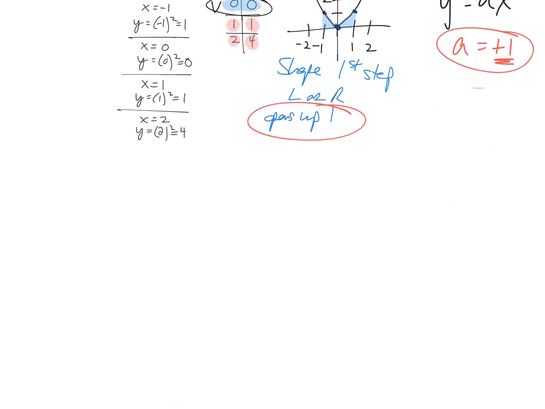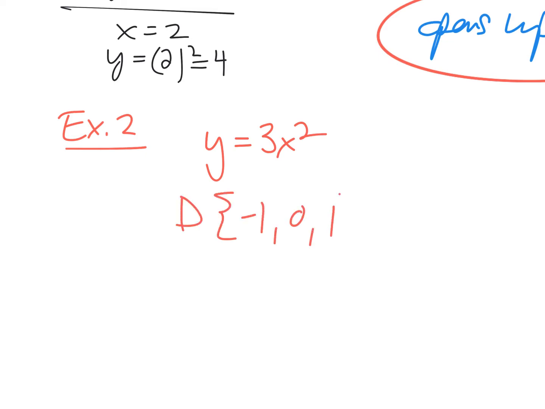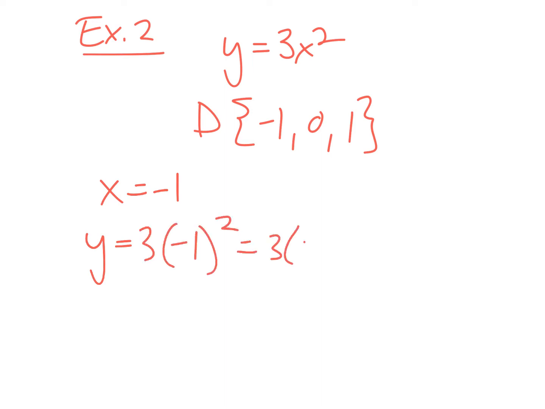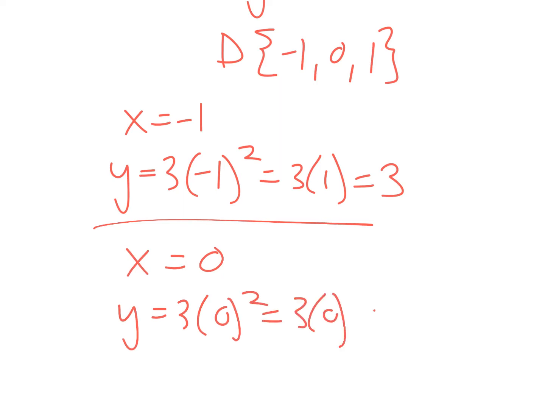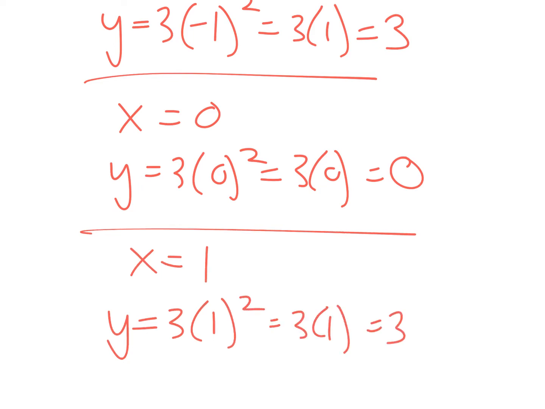Okay, next, let's change the a value. So let's go with y equals 3x squared, and let's consider the domain left and right of the vertex. So when x equals -1, it will be y equals 3 brackets -1 squared, which is 3 times 1, which is 3. When x equals 0, y will equal 3 times 0 squared, which is 3 times 0, which is 0. And when x is 1, y will equal 3 brackets 1 squared, which equals 3 times 1, which is 3.